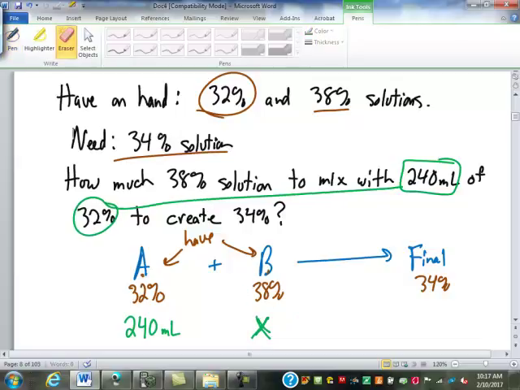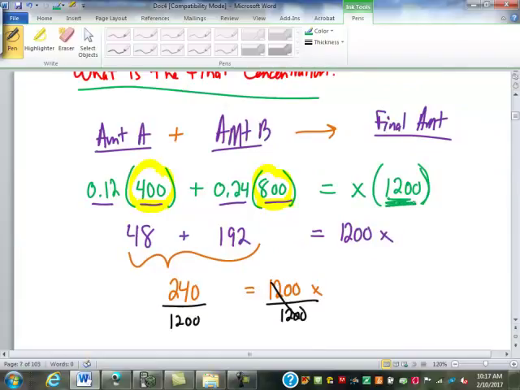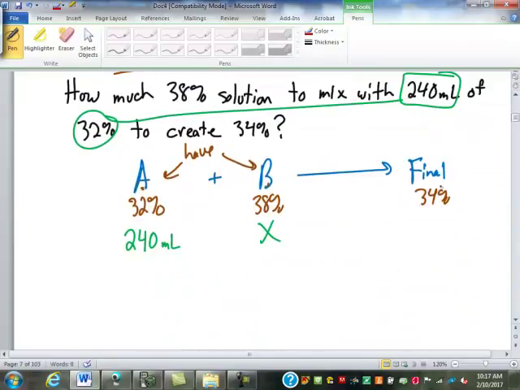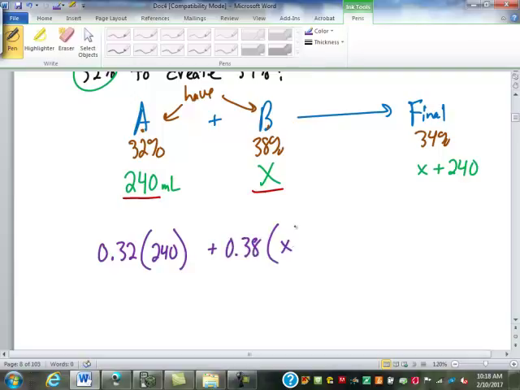Now here's the part that a lot of people find difficult. How much of the final solution, the 34%? Well, if we scroll back up here for a second, how do we get the 1,200? Yeah, 400 plus 800 gave us 1,200. The same thing down here: 240 plus x, or I'm going to write it as x plus 240. So my equation: concentration 0.32 times the amount of 240, plus this concentration of 0.38 times the amount of x, has to equal, over here, my concentration of 0.34 times x plus 240.